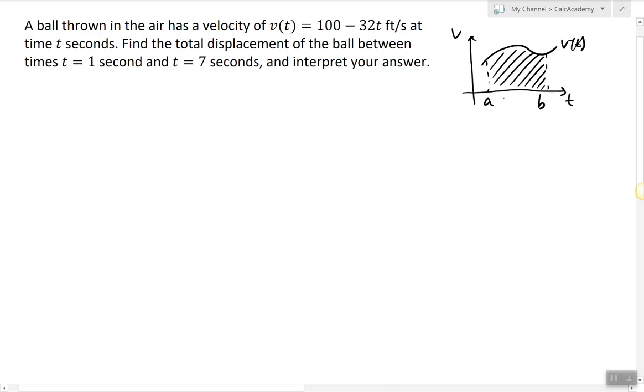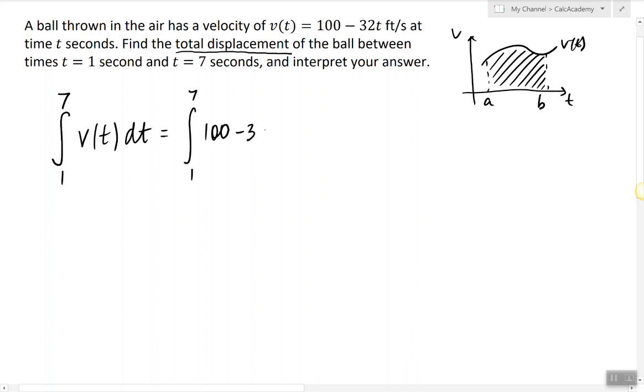So that means to answer this question about finding the displacement of the ball between times 1 and 7, we literally interpret this task as finding the integral from 1 to 7 of a velocity function. In this case, the velocity function is 100 minus 32t. And to find this integral, we're going to use the fundamental theorem of calculus.